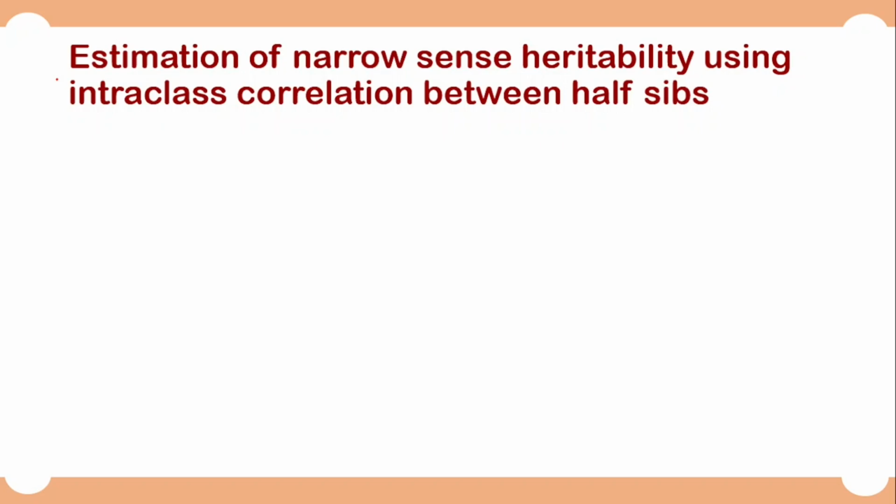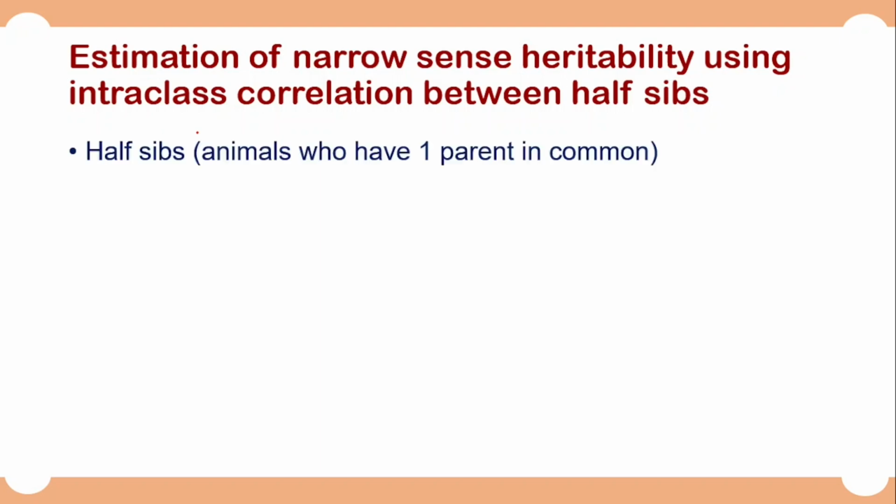So let's start our today's topic on estimation of narrow sense heritability using intraclass correlation between half Sibs. But before actually estimating heritability using this method, I would like to give you an overview about this method. First we will see what are the half Sibs. Half Sibs are the animals who have one parent in common. So these animals only have one parent in common and that parent might be the male parent or female parent.